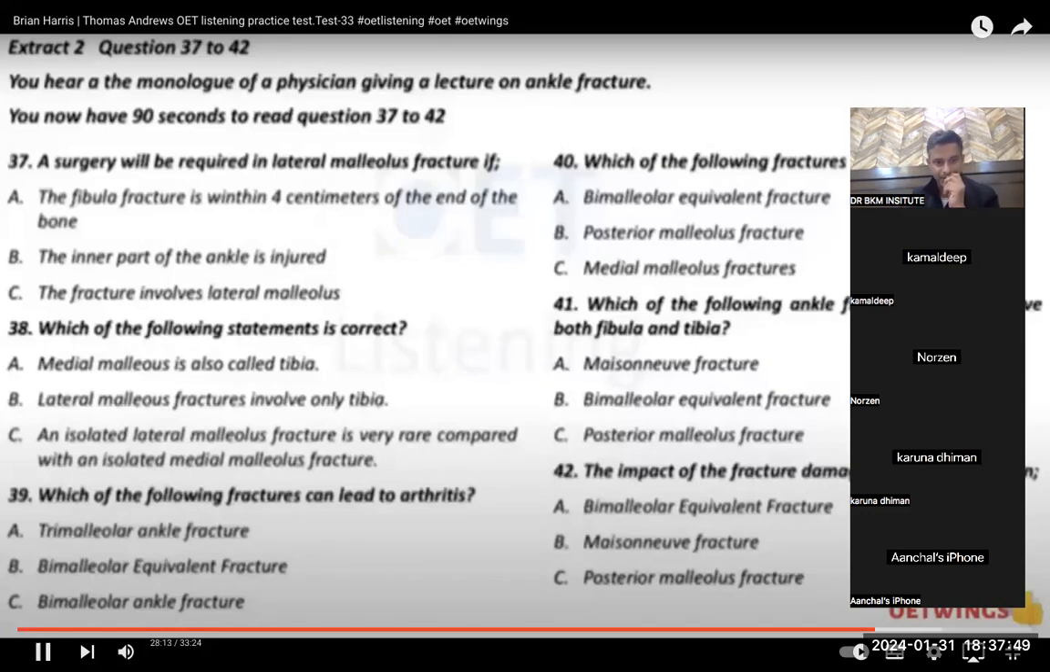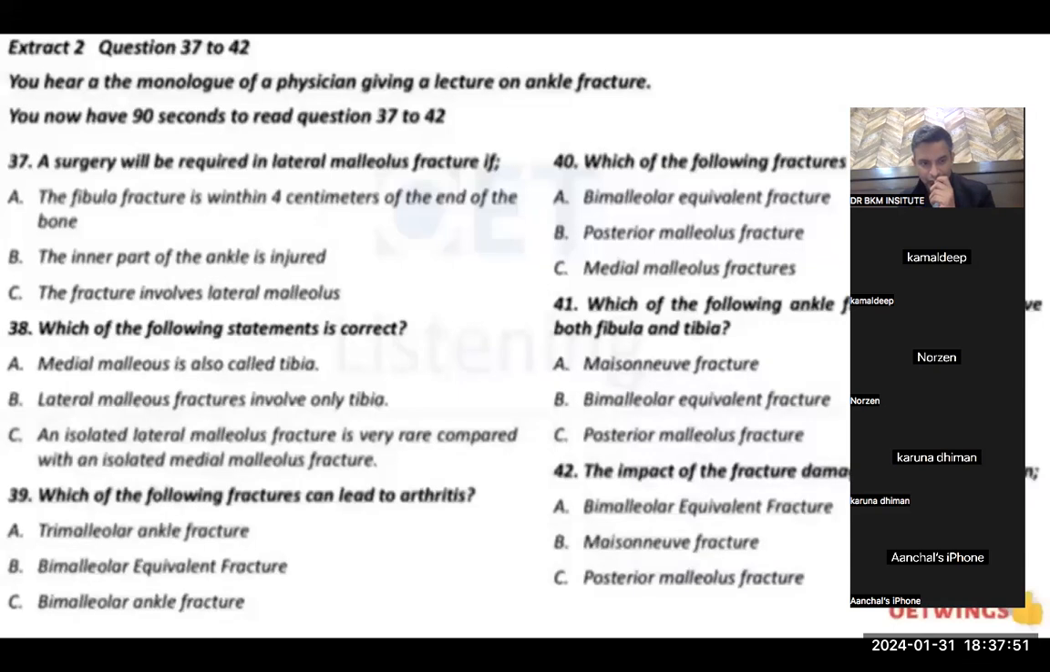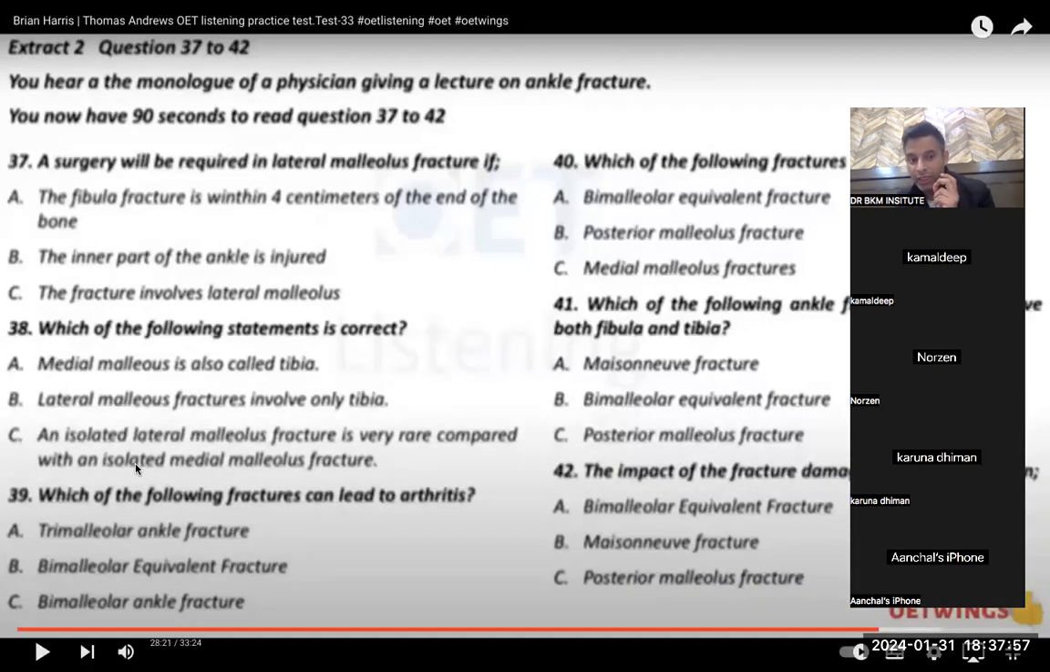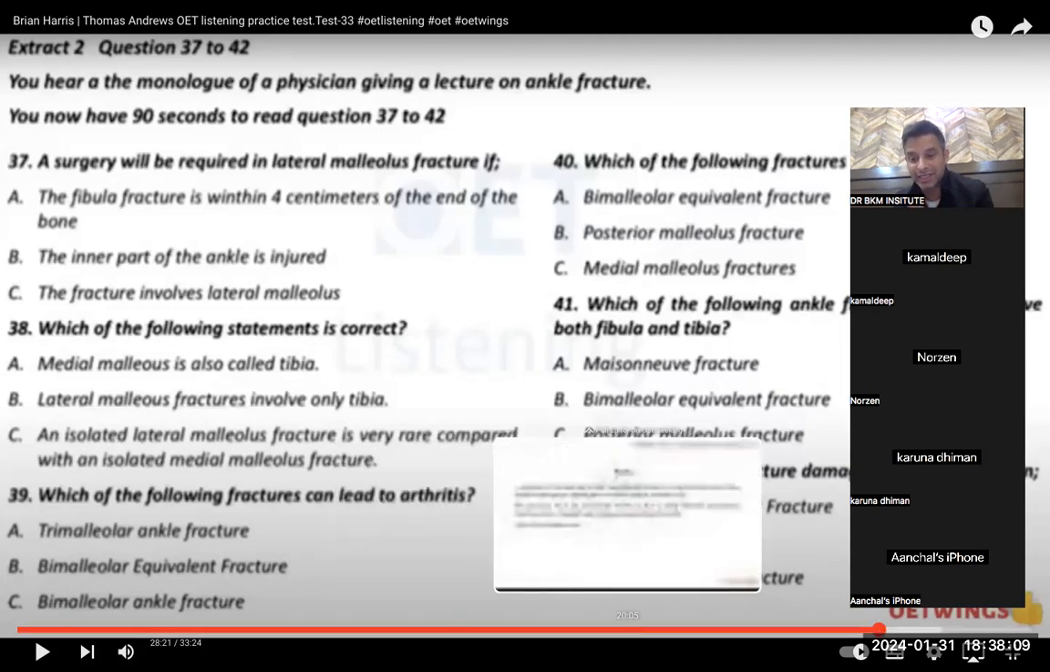The end of the tibia, which is called the medial malleolus. An isolated medial malleolus fracture is very rare compared with an isolated lateral malleolus. So an isolated medial malleolus fracture is very rare. So he has opposed the option. So now this becomes my answer, which I was not thinking should be an answer. Because elimination is easy. Again, let's listen to it.